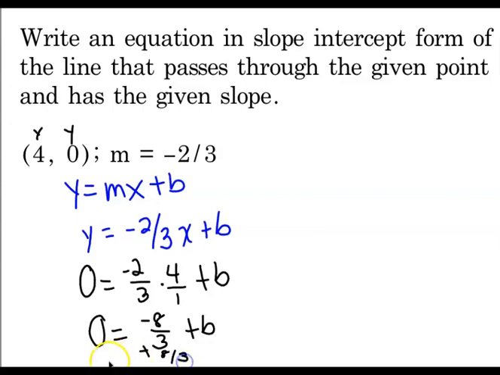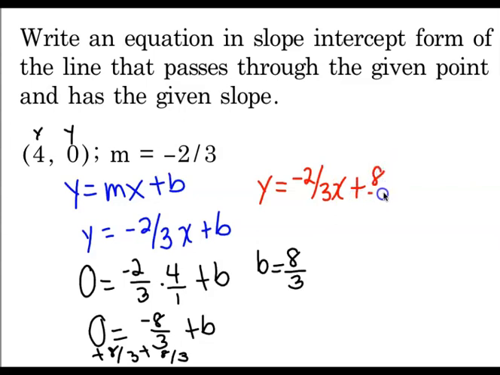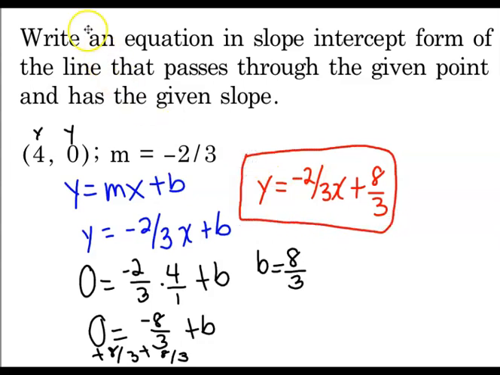So I'm going to add 8/3 to both sides, and that is my y-intercept. Okay, so now when I go to write my equation, I can leave it improper, that is fine. So it's going to be y equals -2/3 x, because that was the slope, plus 8/3. And that is my equation in slope-intercept form.